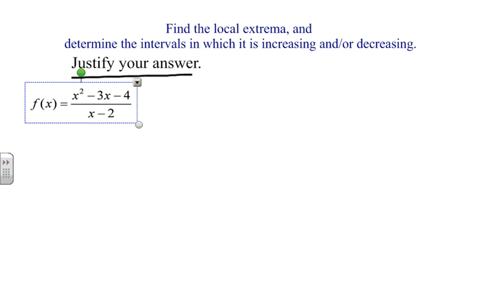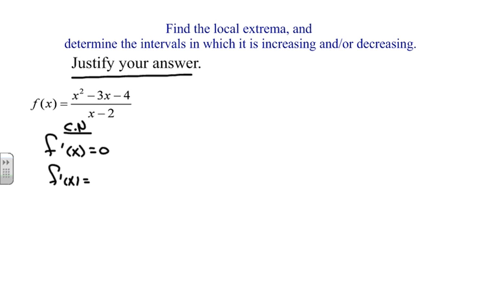Now, we can put this in our calculator, and we will, but we're going to first look at this by taking the derivative. The first step is we want to find our critical points, our critical numbers. That's when f prime equals 0 and when f prime of x does not exist, or where it's undefined. So the first thing is we're going to find the derivative of f of x.